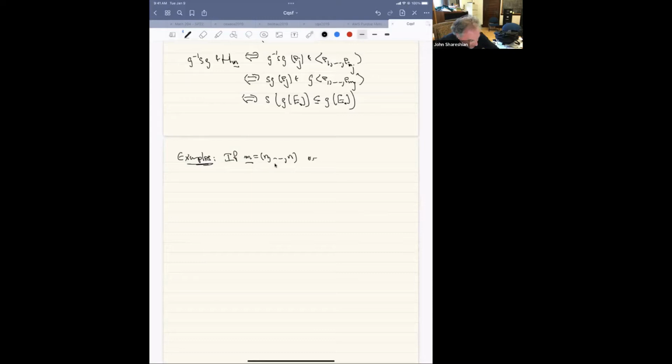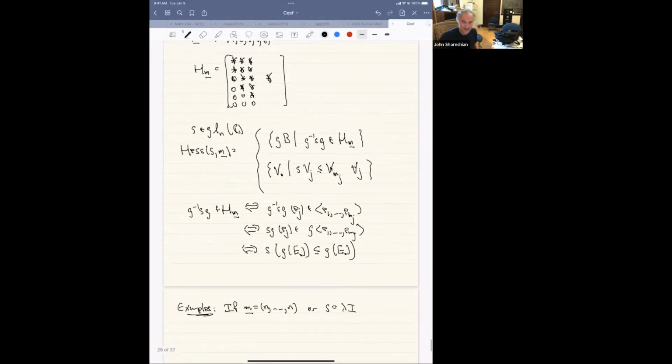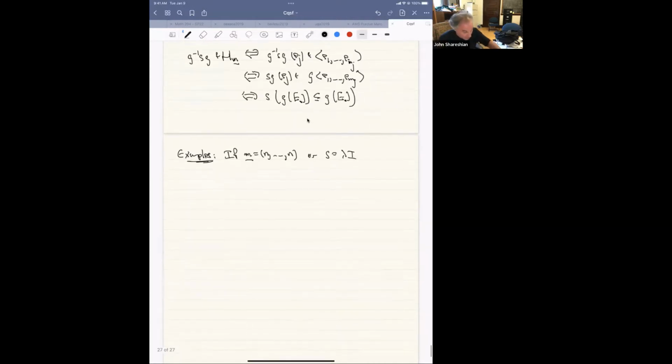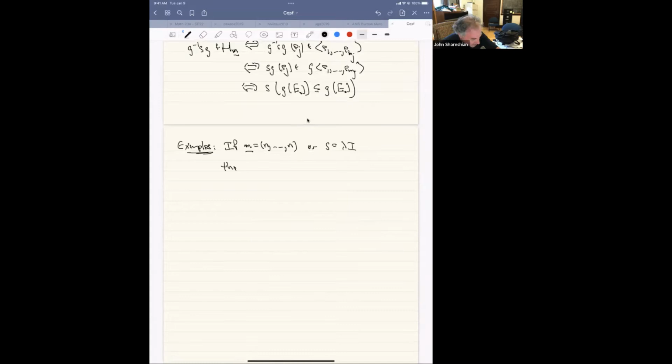Or S is a scalar, lambda times the identity. Then when I conjugate S by G, I get the same S back. And the condition on the Hessenberg vector that Mi is at least i means that the identity matrix is always in the Hessenberg space. So these conditions mean there are no restrictions at all, and SM is just the whole flag variety. That's one.